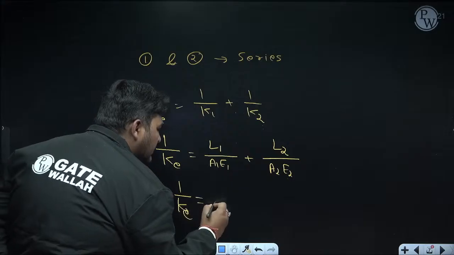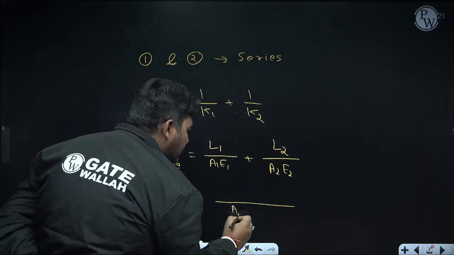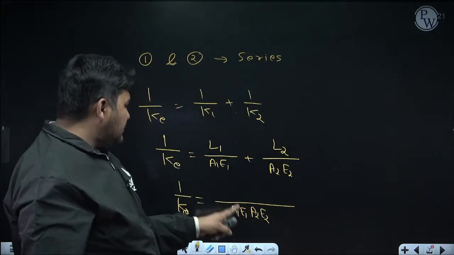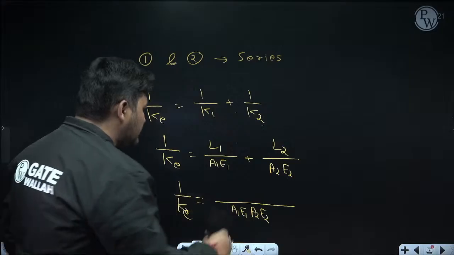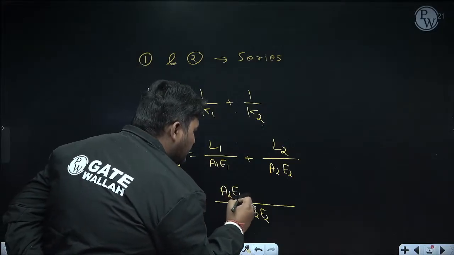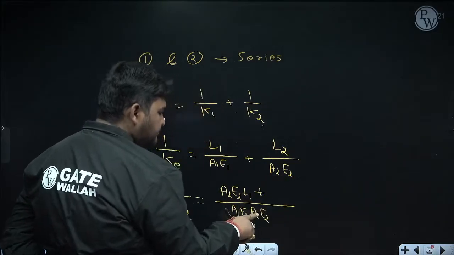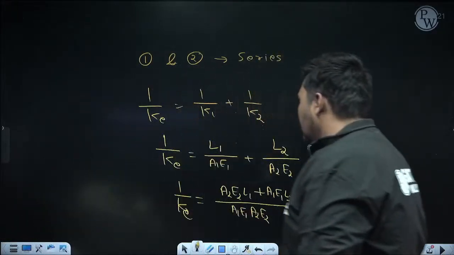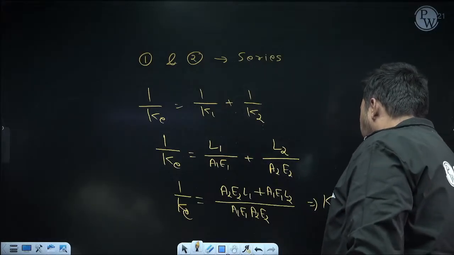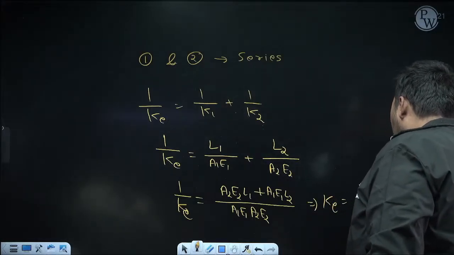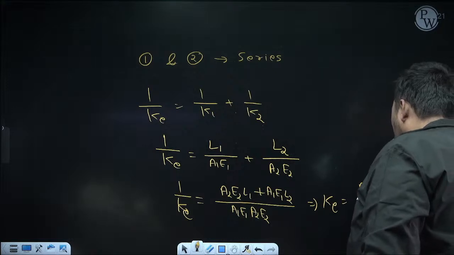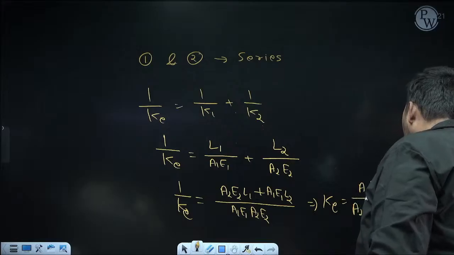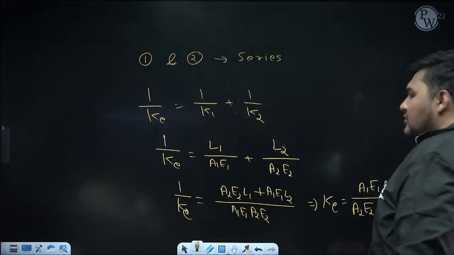If you take the LCM, it will be A1 E1 A2 E2. Now this divided by A1 E1 is A2 E2 into L1, so it will be A2 E2 L1 plus A1 E1 L2. So K equivalent will be A1 E1 A2 E2 upon A2 E2 L1 plus A1 E1 L2. You can do the calculation.